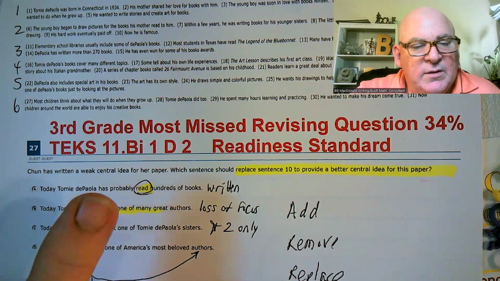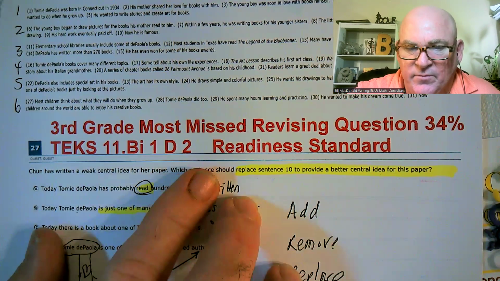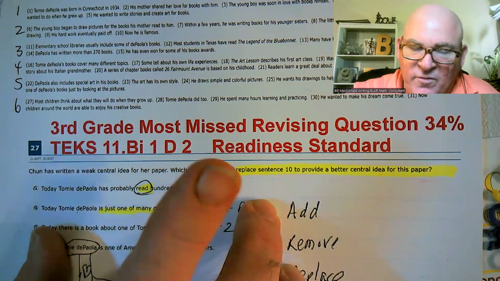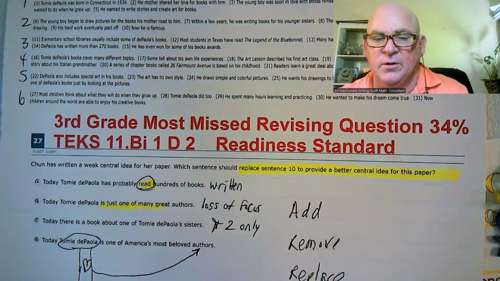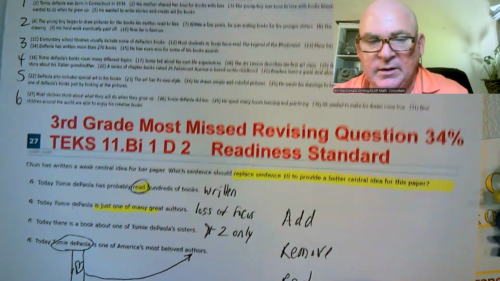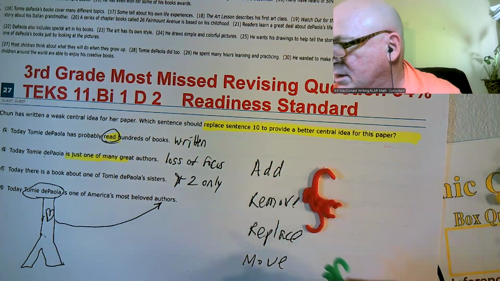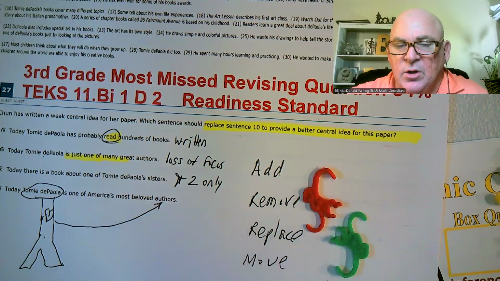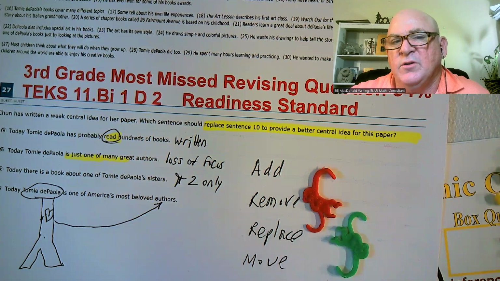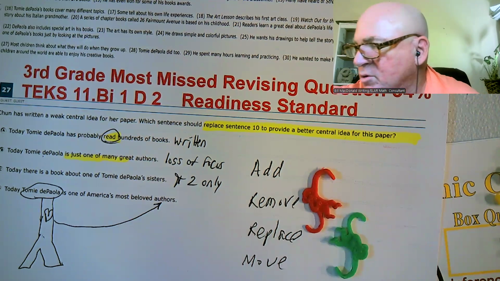Chun has written a weak central idea for her paper. Which sentence, singular, should replace? So remove and replace. If you look here, we need to remove something so that we can replace it with something else. And normally, the reason you remove something, especially for a central or a controlling idea or thesis, is because it's too vague and you want to make it more specific.